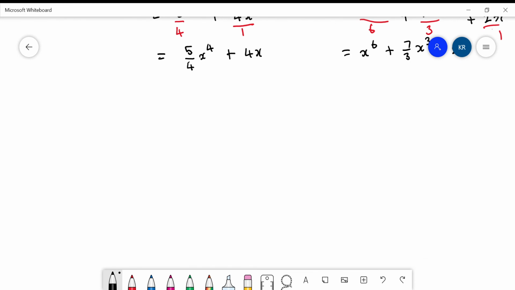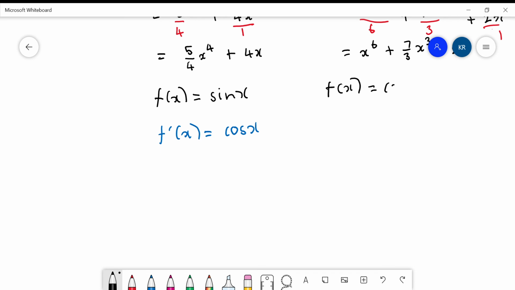So now, let us bring our concept of integration to trig functions. So if f of x is equal to sine x, when we differentiate that, that is basically cos x. When we differentiate cos x, we get minus sine x.